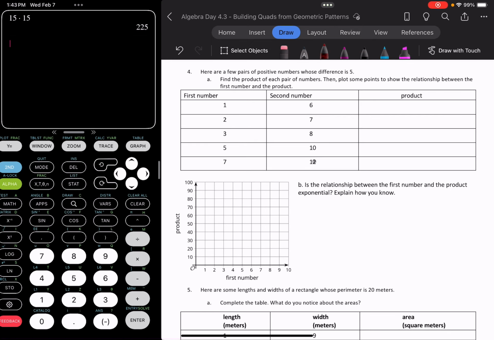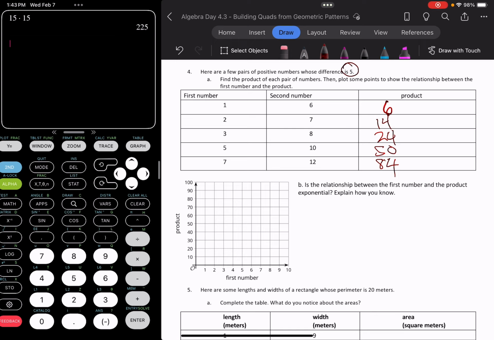Number 4, here are some pairs of positive numbers whose difference is 5. Find the product of each pair of numbers, then plot some points to show the relationship. So 6 minus 1 gives us 5. That's the difference, right? But 1 times 6 gives us 6. 2 times 7 gives us 14. 3 times 8 gives us 24. 5 times 10 gives us 50. And 7 times 12 gives us 84.